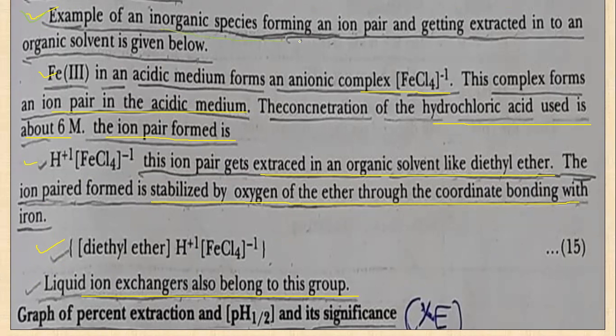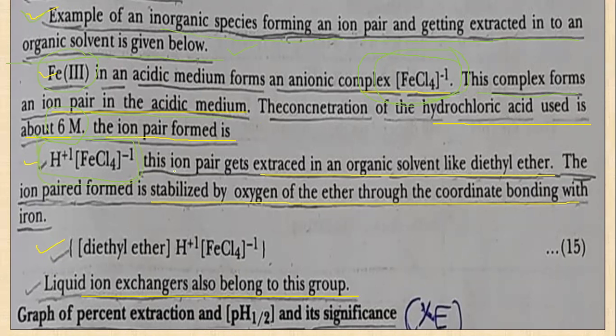An inorganic species forming an ion pair and getting extracted into an organic solvent is given below. Fe3 plus ion in acidic medium forms the complex FeCl4 minus. When Fe3 plus is added to hydrochloric acid, which complex is formed? FeCl4 minus. The complex forms an ion pair in acidic medium. The concentration of hydrochloric acid used is about 6 molar, and the ion pair formed is H plus FeCl4 minus.